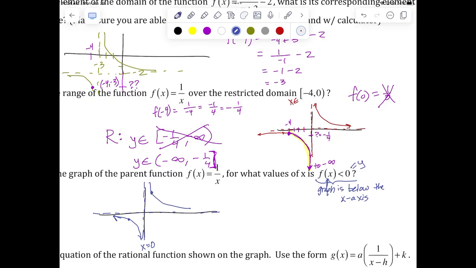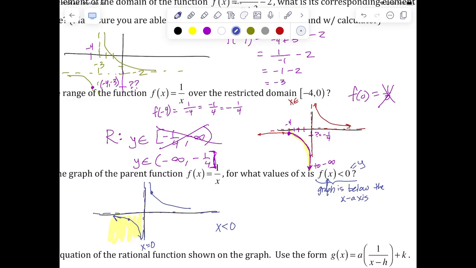So everywhere to the left of x equals 0, it's negative. I hope you would agree, because it's negative everywhere over here. So you're just going to say for x less than 0. That's your answer. That's all it is. To the left of x equals 0, to the left of the y-axis. If it wanted to know for what values of x is it greater than 0, that's where the graph is positive, above the x-axis. It would be everywhere to the right of 0. X is greater than 0. You flip the inequality.